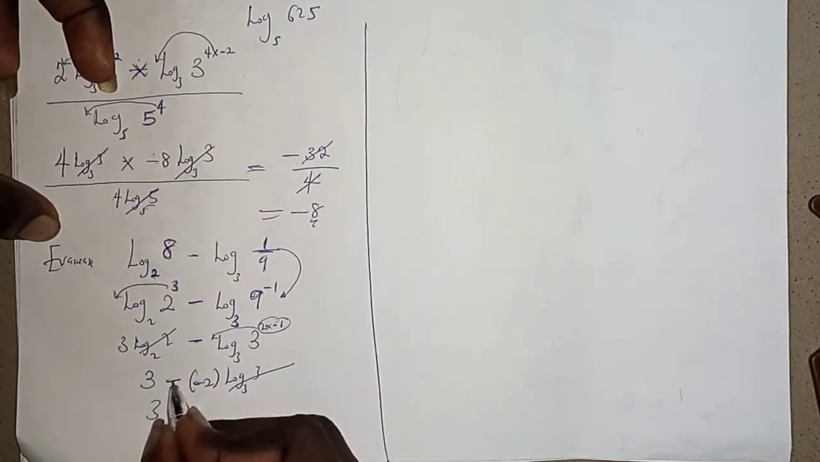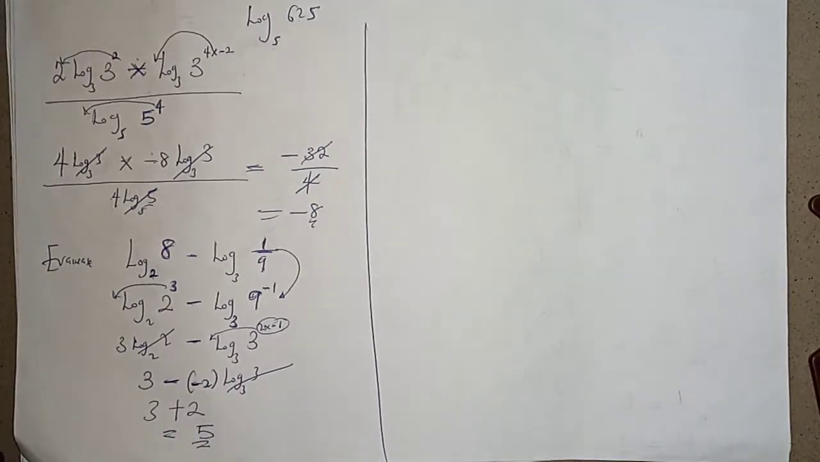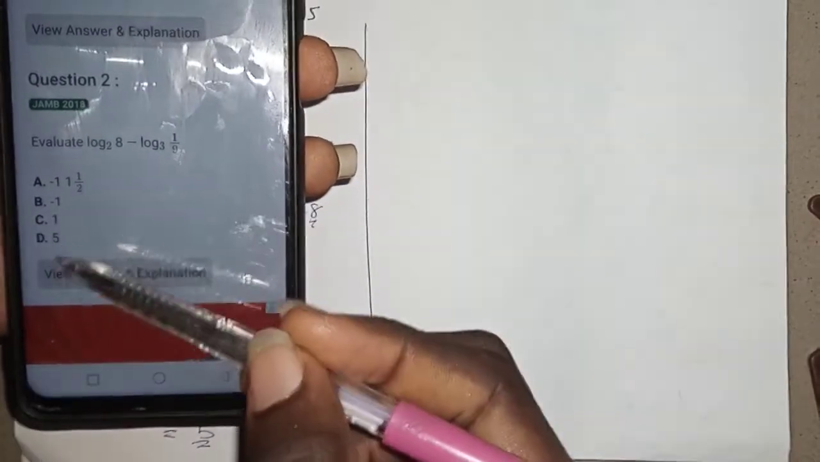So whatever I have left now is 3 minus minus 2. Minus times minus is what? Plus 2. So I will end up having what? 3 plus 2, that is 5. So that gives the correct answer to that. So as you can see, the question we have here now is logarithm of 8 to base 2 minus this. So I end up having 5 as the correct answer.